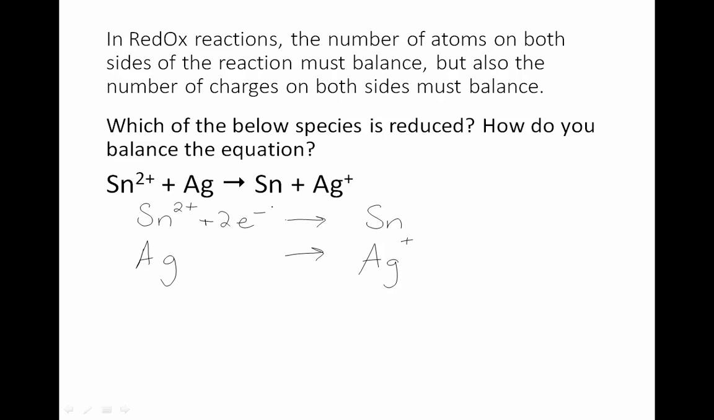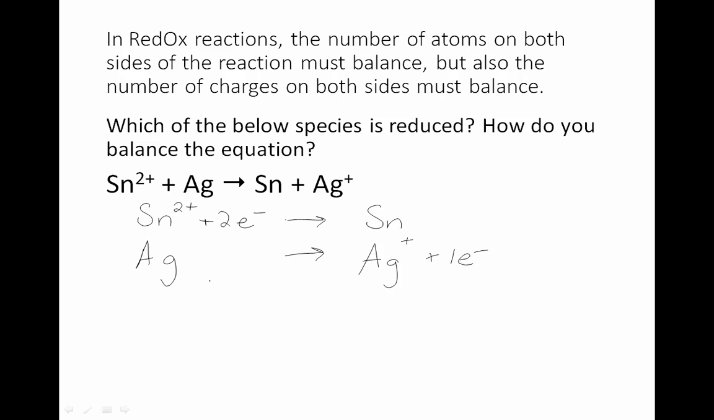Now our second one, silver yields silver plus. Do we want to add electrons on the left or do we want to add electrons to the right? You're just adding electrons to whichever side makes sense. If we add electrons on the left, then we've got 0 plus a negative, which would be -1 on the left, and on the right we'd still have a +1, so it's not balanced. Instead we have to add them on the right-hand side. If we add 1 electron, +1 plus a -1 gives us a charge of 0, which is the charge that the left-hand side produces.